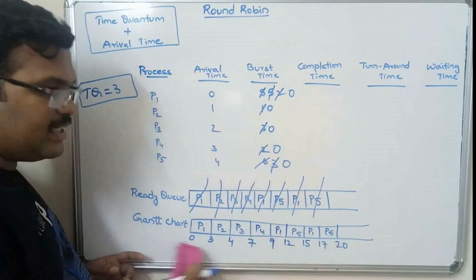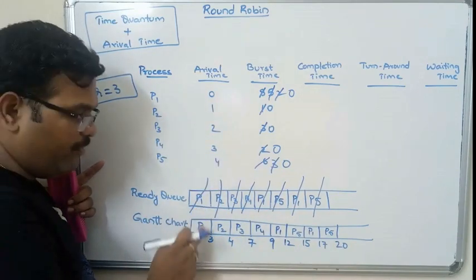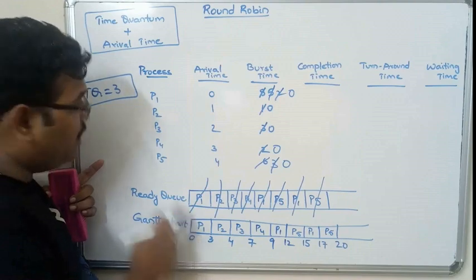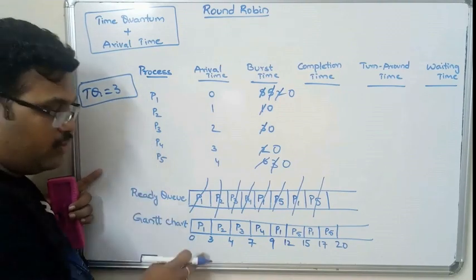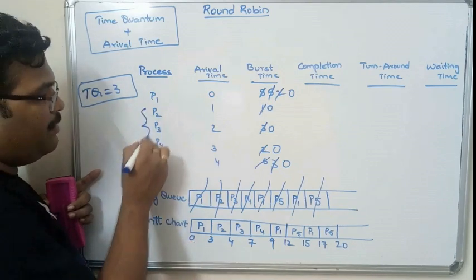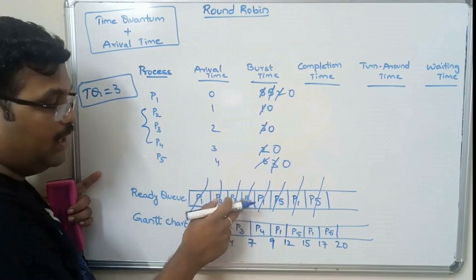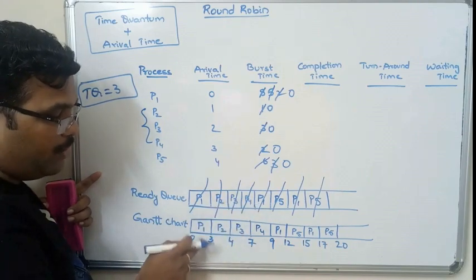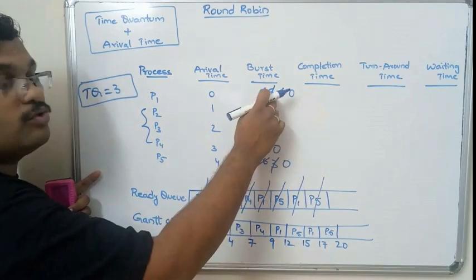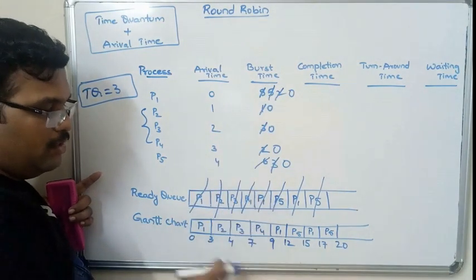So this is the ready queue and this is the Gantt chart. At the time of 0, P1 is available in the ready queue, so P1 will be allocated to the CPU, and since the time quantum is 3, P1 executes only 3 milliseconds. At the time of 3, P2, P3, and P4 are added in the ready queue. After completion of this time quantum, P1 still requires 5 milliseconds, so P1 will be added in the ready queue.